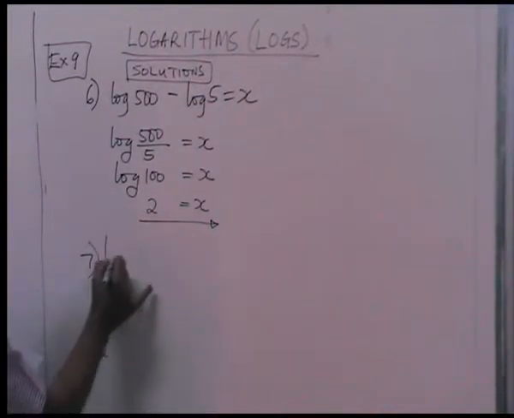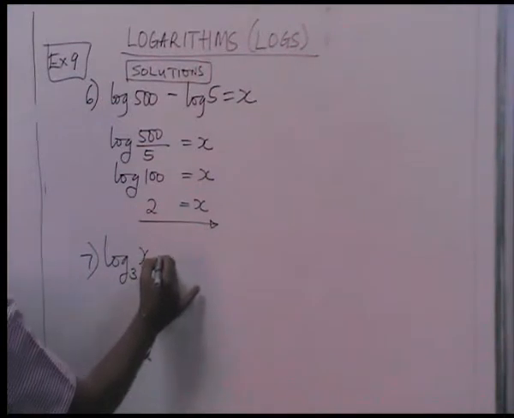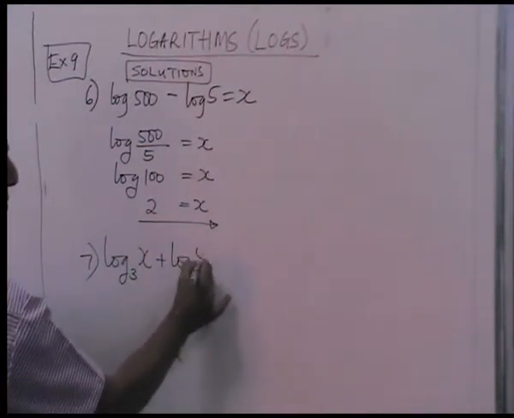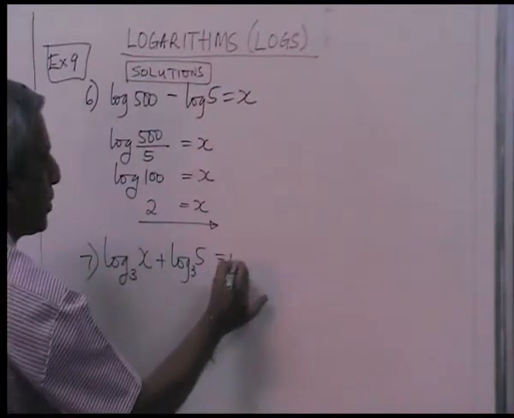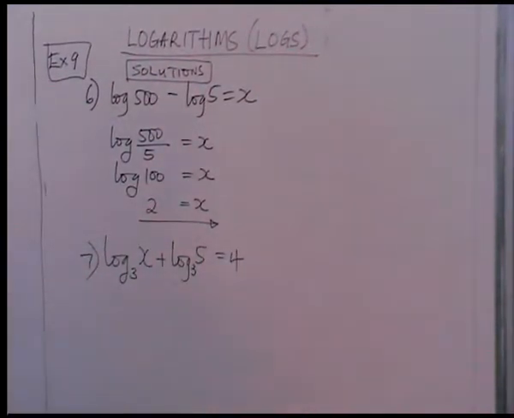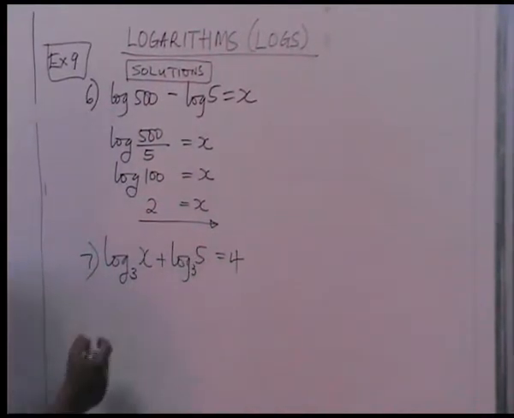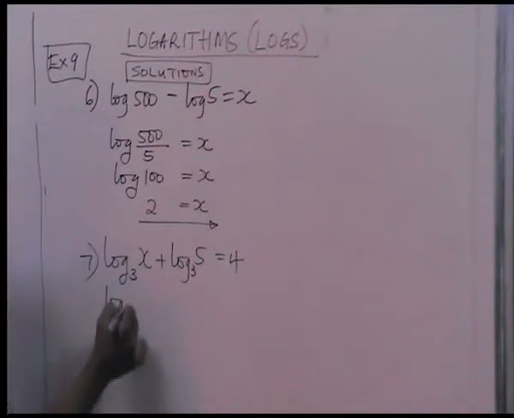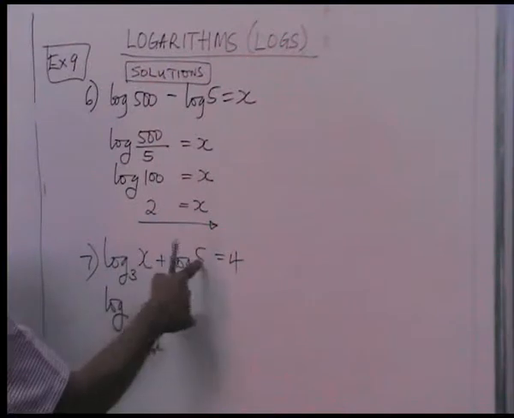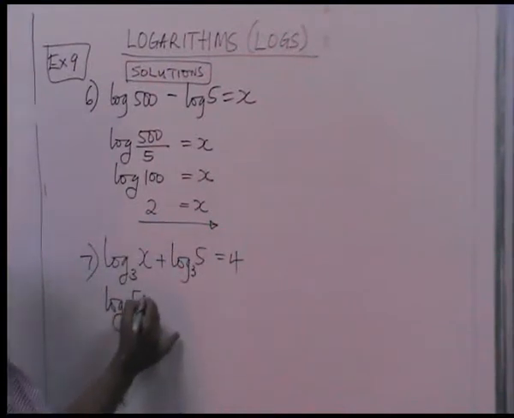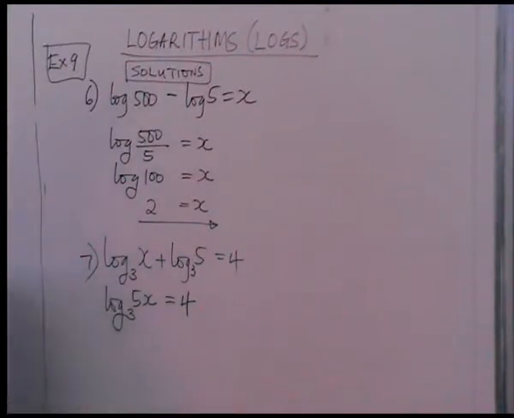Number 7, you have log of x to the base 3 plus log of 5 to the base 3 is equal to 4. Well, in this example, you got no choice. You have to apply the log of A plus log of B law. So log of A plus log of B tells you that you are allowed to multiply these two numbers. So you'll say log of 5x to the base 3 is equal to 4.